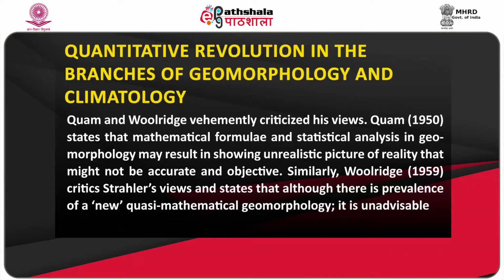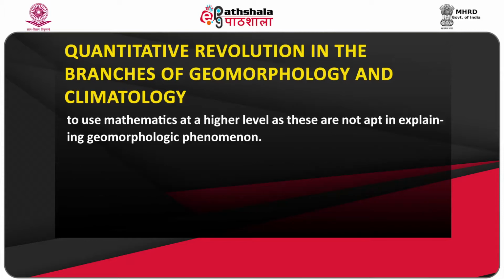Quam and Woolridge vehemently criticized his views. Quam, 1950, stated that mathematical formulae and statistical analysis in geomorphology may result in showing an unrealistic picture of reality that might not be accurate and objective. Similarly, Woolridge, 1959, criticized Strahler's views and stated that although there is prevalence of a new quasi-mathematical geomorphology, it is unadvisable to use mathematics at a higher level, as these are not apt in explaining geomorphological phenomena.